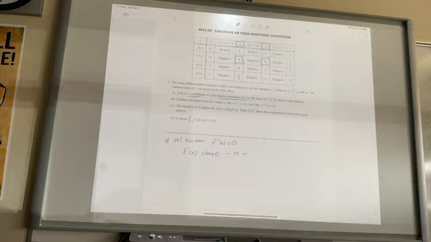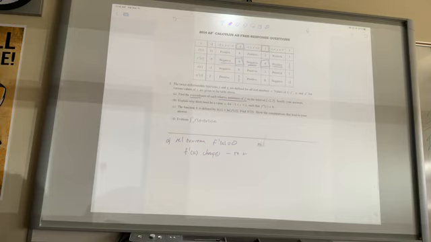Now this one goes negative to negative. Is that a min? No. This one goes negative to positive. Is that a min? Yes. So there is a relative min at X equals one.